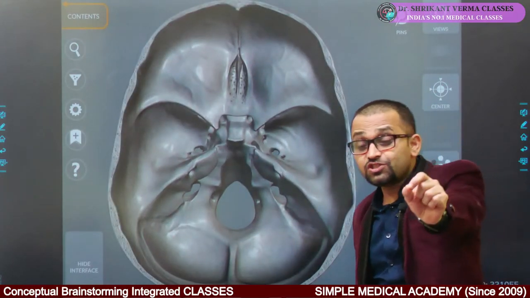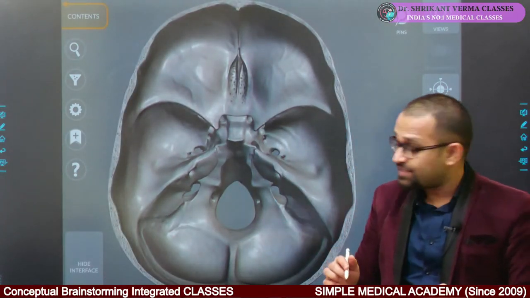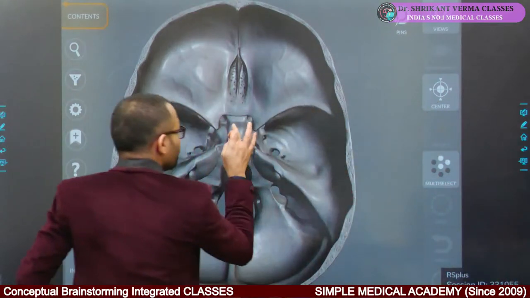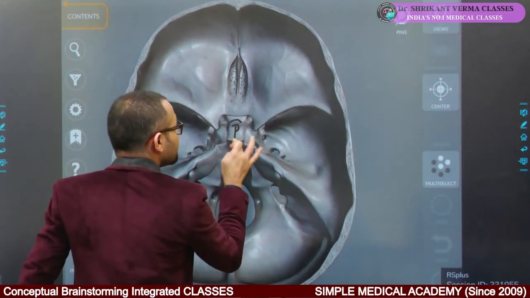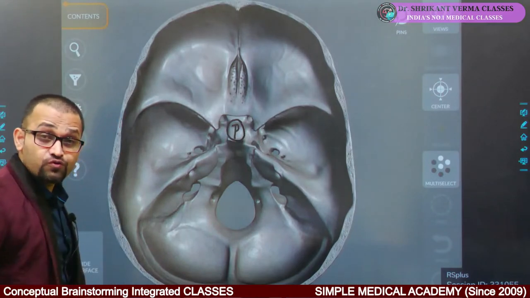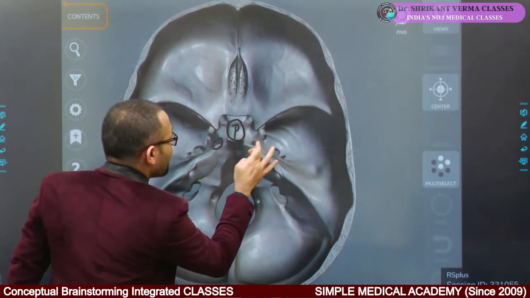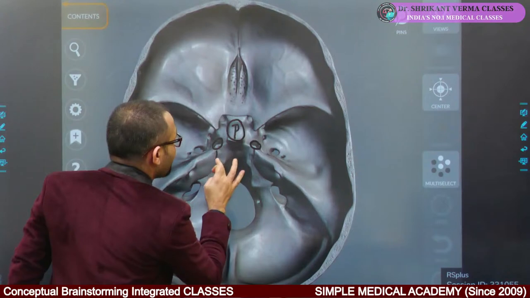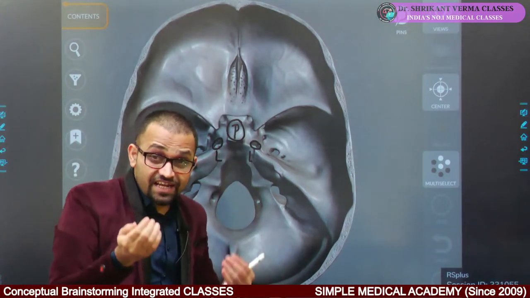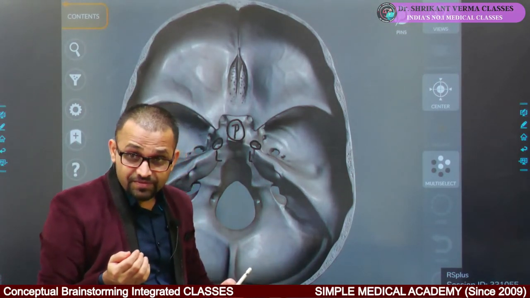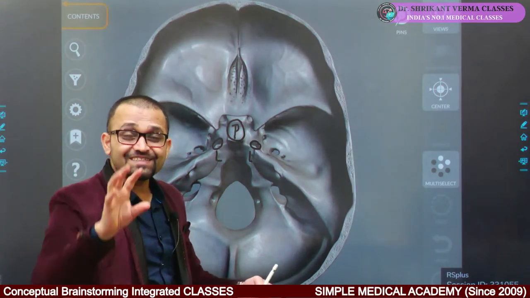The king is in the middle. At the center there is a king. Who is the king? The pituitary gland is the king. Who is on both sides of the king? The queens. Queens are shy in nature, so these foramina are shy in nature. Getting the point? Yes, they are shy in nature.